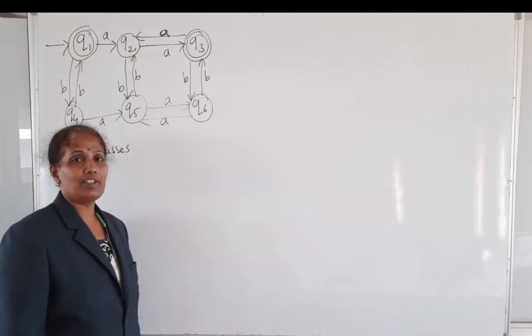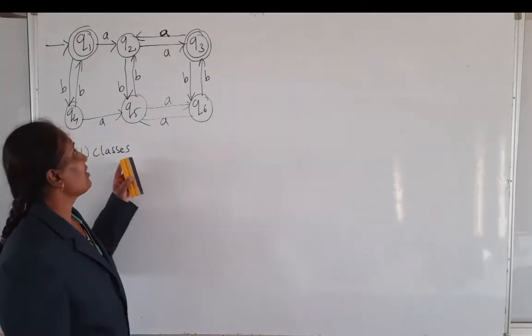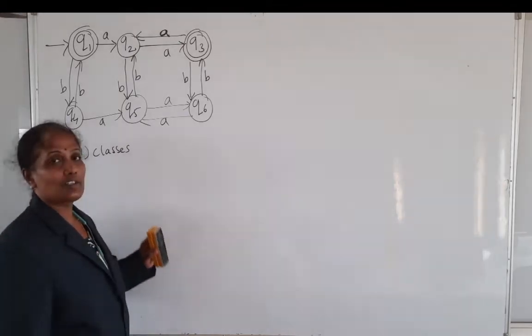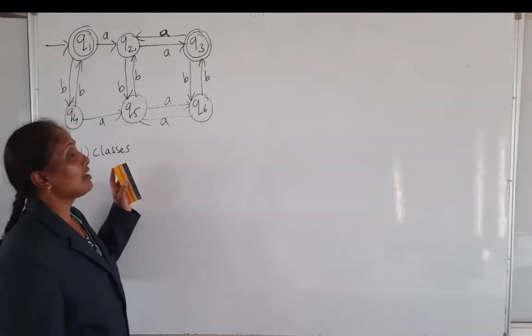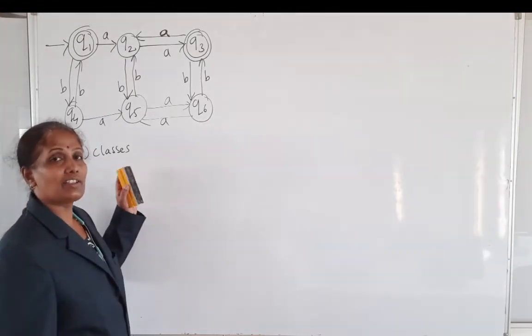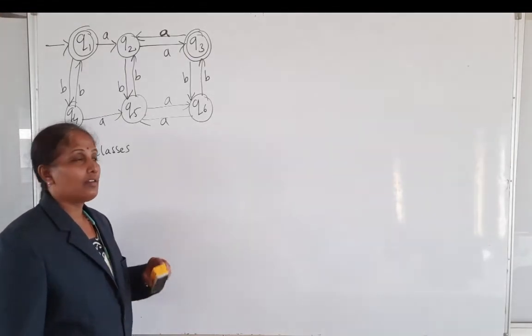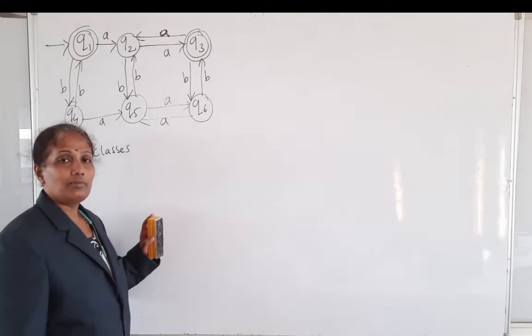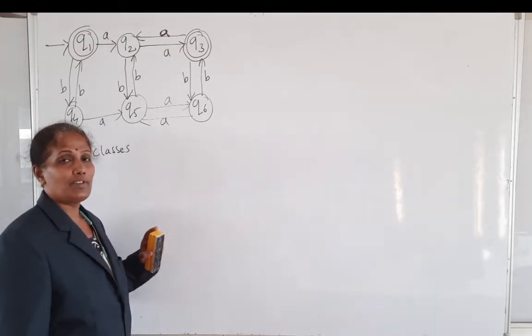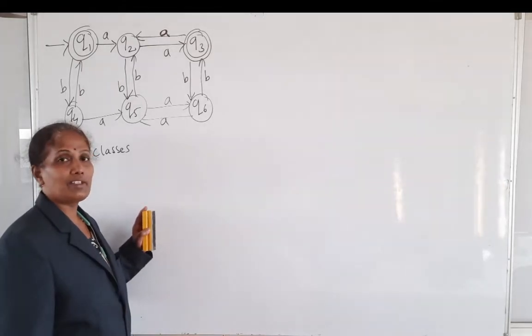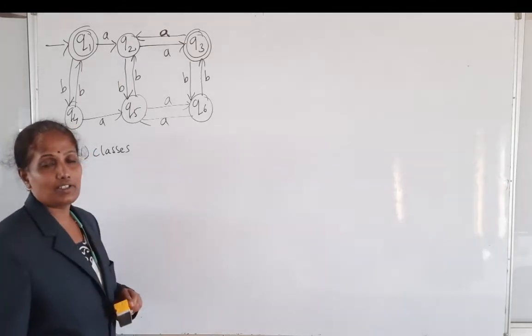Everyone, welcome back. We'll see one more example for minimization of a DFSM. So this is a given DFSM. We are going to construct a new DFSM which is equivalent to this, which accepts the language that is accepted by this, but which has a minimum number of states. According to the algorithm which I explained in the previous video, we'll apply the min DFSM algorithm to find the minimized DFSM for a given DFSM.